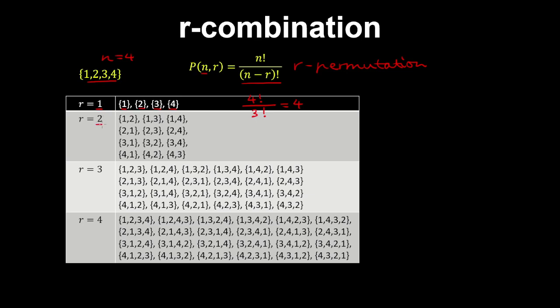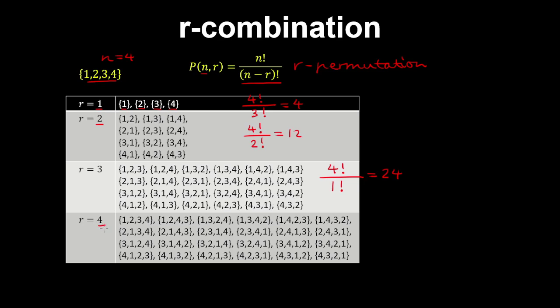Now similarly, when r is 2, the number of 2 permutations is 4 factorial on 4 minus 2 factorial, which is 4 by 3, or 12 possible ways we can arrange 2 distinct numbers chosen from this set. And similarly, the number of 3 permutations is 4 factorial over 4 minus 3, which is 1 factorial. So that gives 4 by 3 by 2, or 24, as we can see over here.